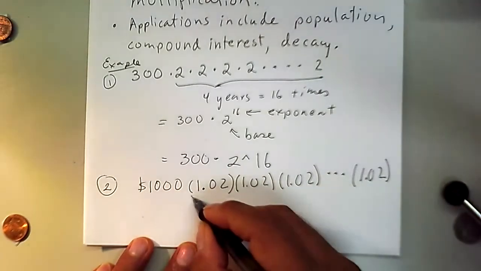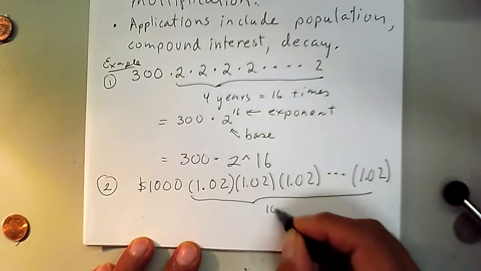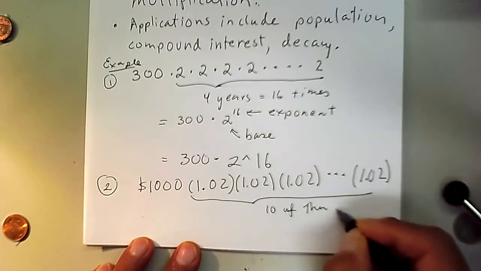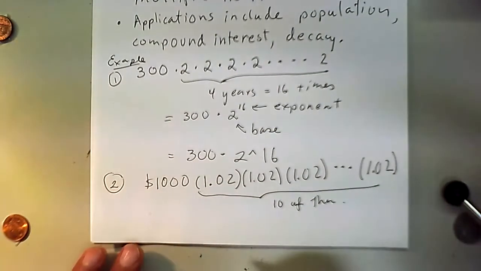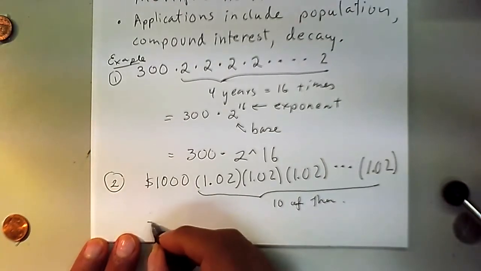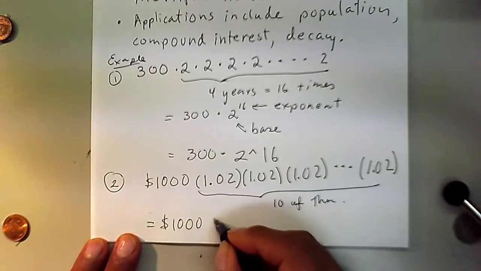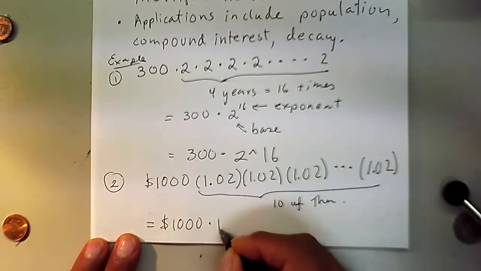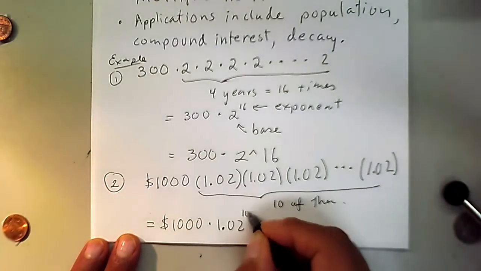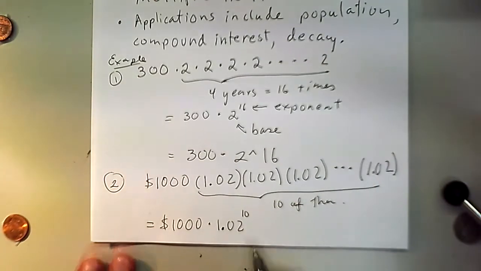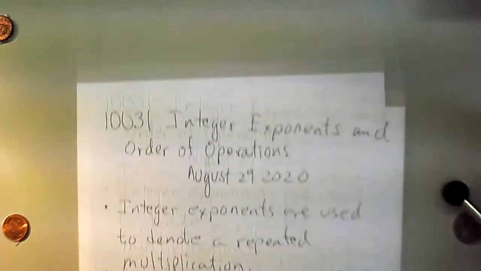And again, you have to explain, well, there's 10 of them, which can get difficult to write. So you just write 1,000 times 1.02 to the 10. Again, there is the base and there's the exponent. So that represents a multiplication of 1.02 times 1.02 times 1.02, 10 times, 10 of those.